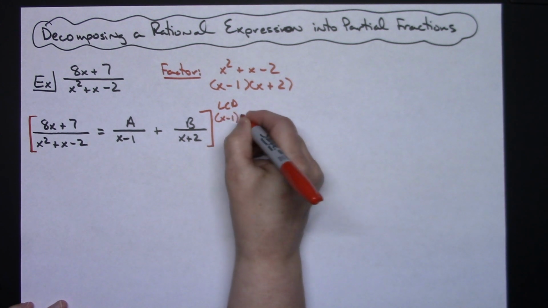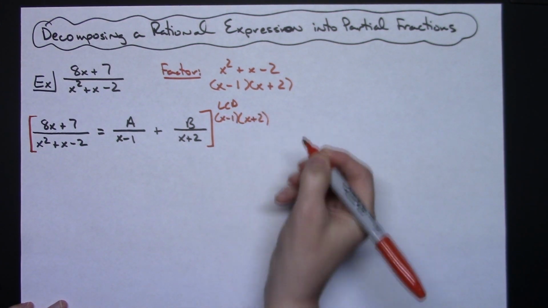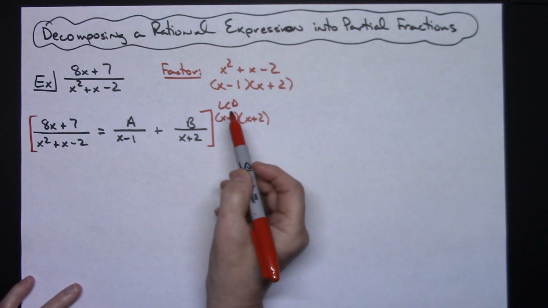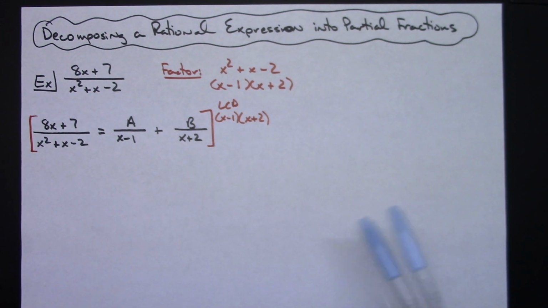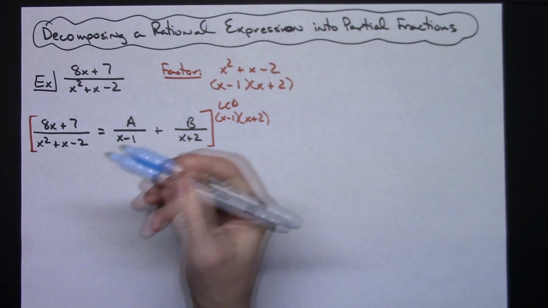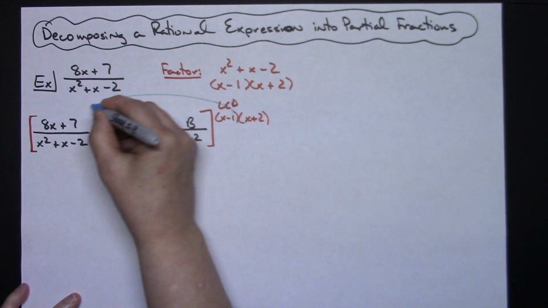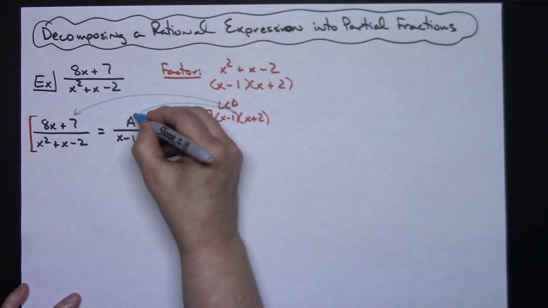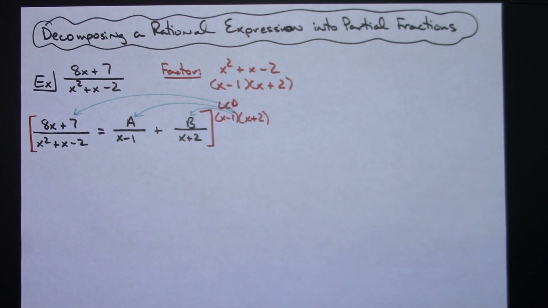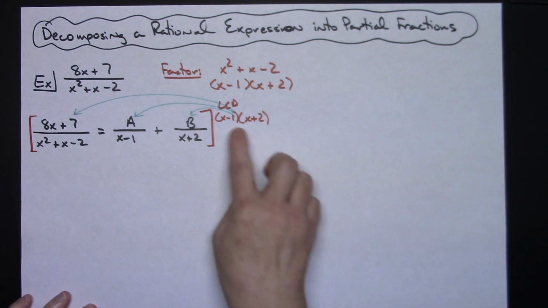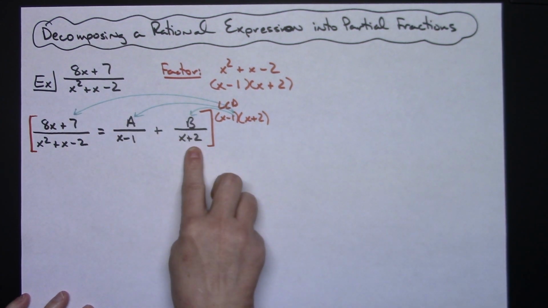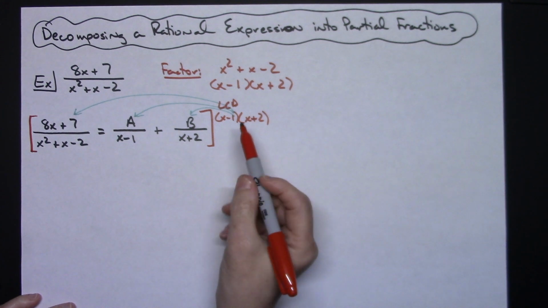Alright, x minus 1 times x plus 2. Alright, now I usually write it like that because it's a conceptual thing here. I'm multiplying the entire expression by this, which means I'm going to distribute it to each one of those inside terms. Alright, a lot of people will take this and write it right next to each fraction. I think that makes the problem look cluttered.